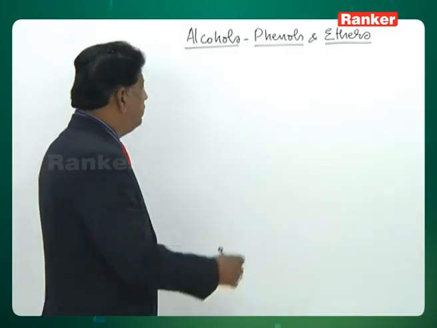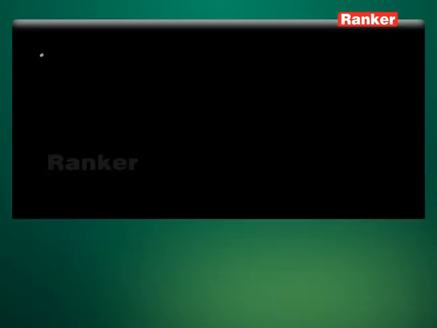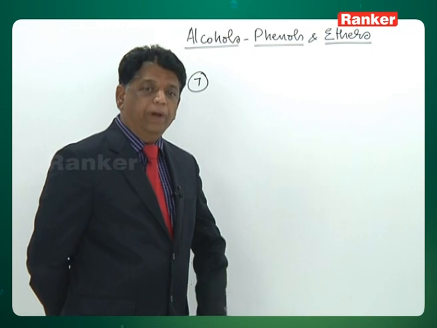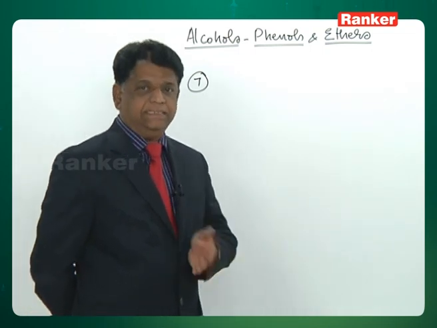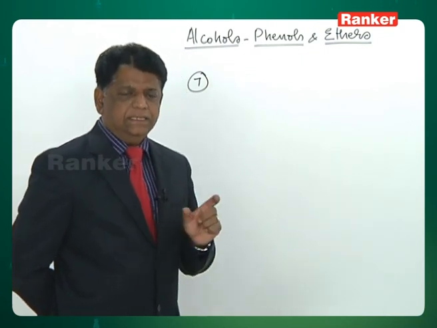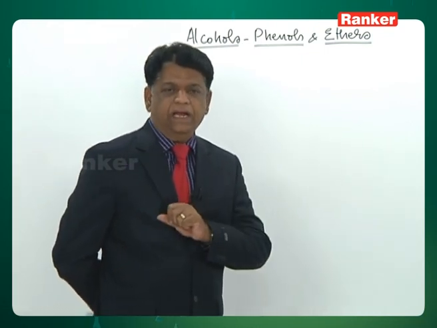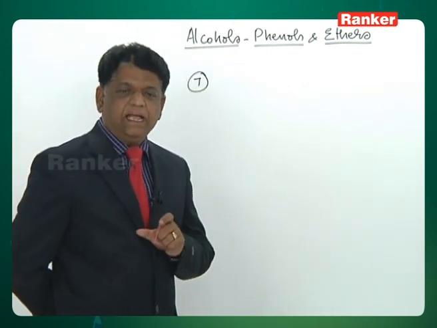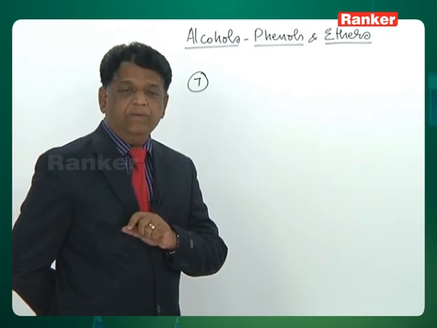So let's go to question number 7. Which of the following compounds will form ester with alcohol? So any alcohol generally on reaction with acids will give the esters. We have a certain saying also: the alcohols react with the lower acids, the -ous acids, and the higher, stronger acids, the -ic acids. Let us say sodium hydroxide reacting with nitrous acid, the salt formed is sodium nitrite. The same sodium hydroxide with nitric acid, the salt formed is sodium nitrate.